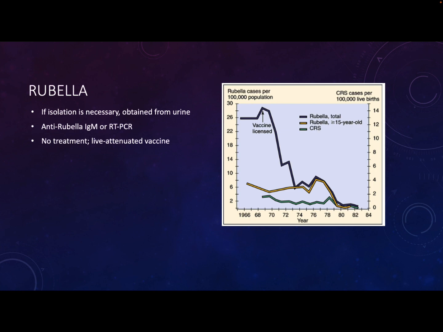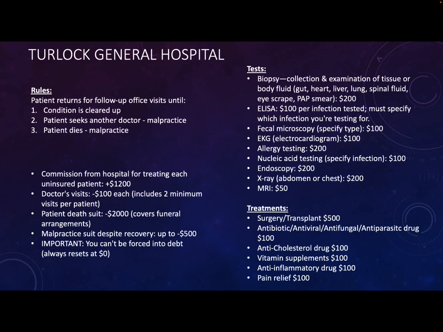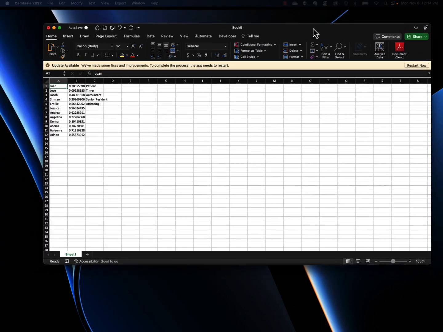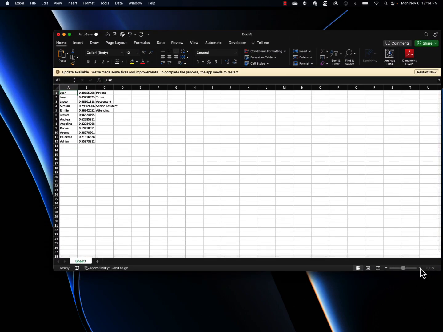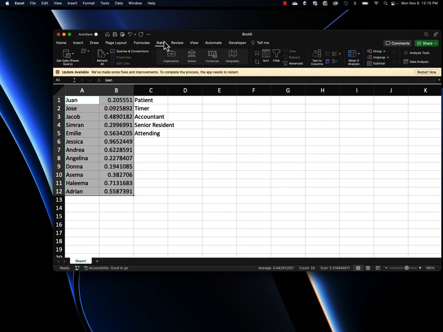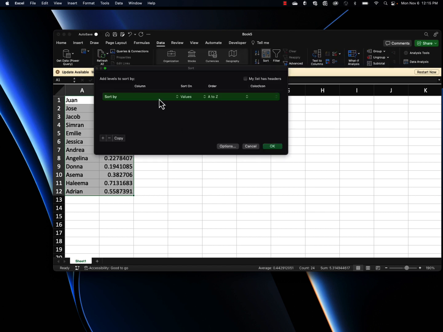Okay, all right, like I said, we're gonna play Turlock General Hospital, but only one of you gets to be the patient today, not me. I am not the patient. So let me see here. I've got the list of everyone who's here, and it's got random numbers. Let me zoom in so I'm not picking on anybody in particular. I did a random number generator, and then I sort by the numbers, column B, smallest to largest.